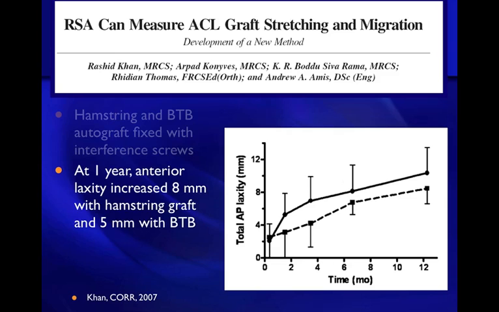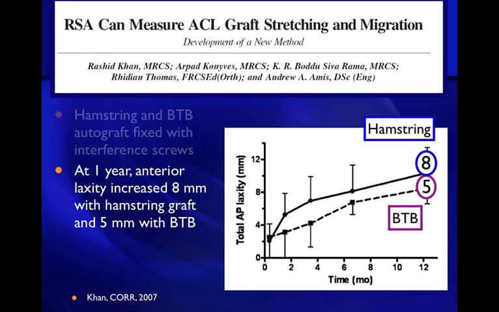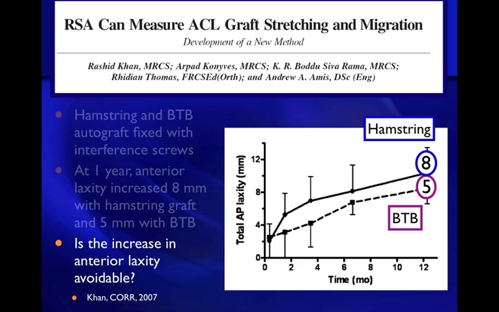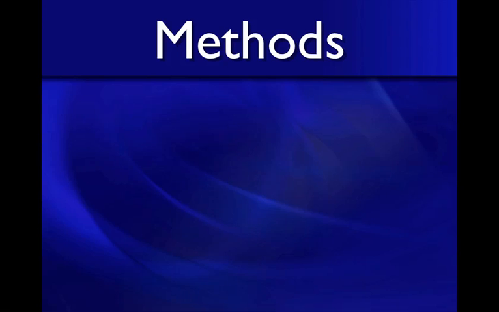And they plotted, as you can see on the x-axis, time at month intervals up to 12 months or a year, and total AP laxity on the y-axis. And what they found is that their hamstring graft stretched about 8 millimeters and their BTB stretched 5. And we were interested in this because we didn't think we were seeing this much stretching. And so we wanted to ask the question, is this increase in anterior laxity inevitable? Or can it be avoided with careful tunnel placement and the use of slippage-resistant fixation?